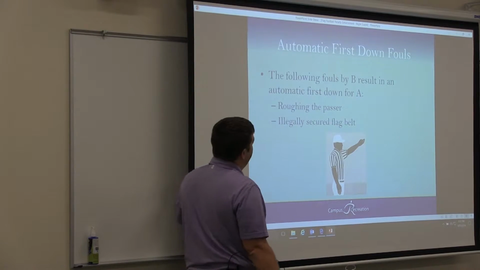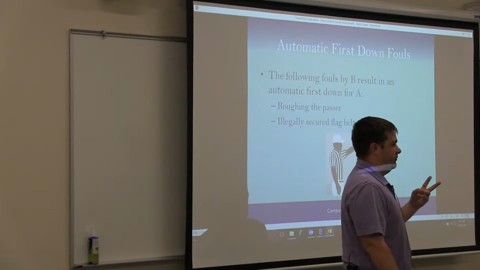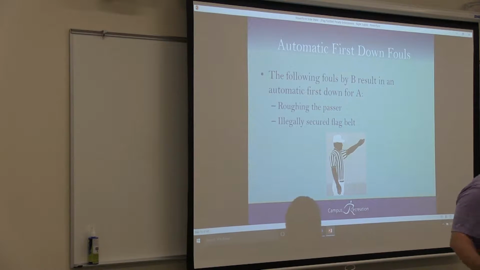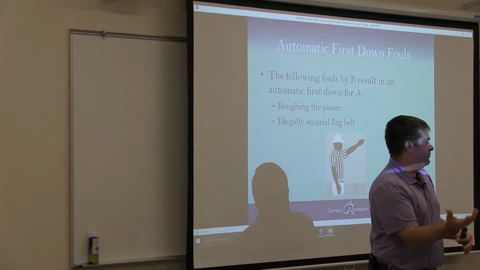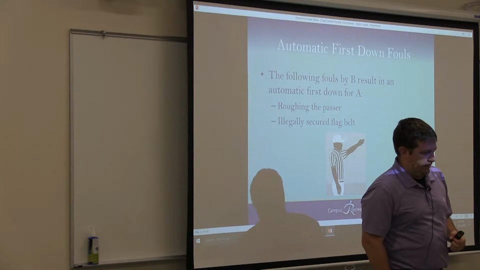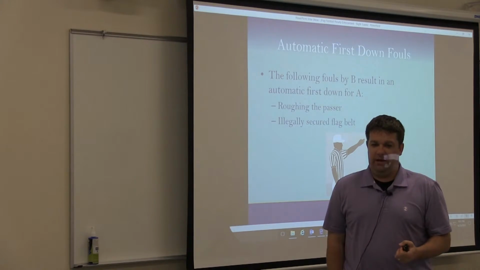We talked about this the other day, automatic first downs, there's two of them. Roughing the passer. What constitutes roughing the passer? On who? Against which player on the offense? Anybody who's throwing the ball. So not necessarily the quarterback. You pitch it to a running back and they throw it, that's roughing the passer. So anybody who throws the ball forward legally is a passer in our game.